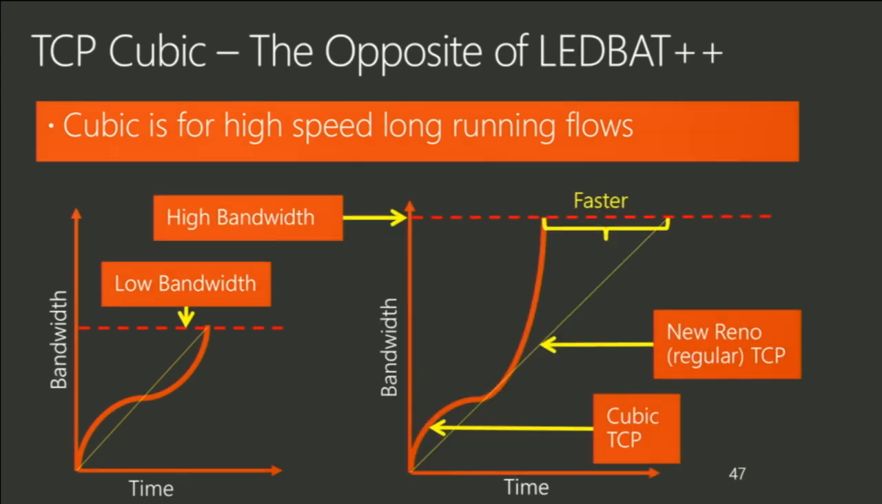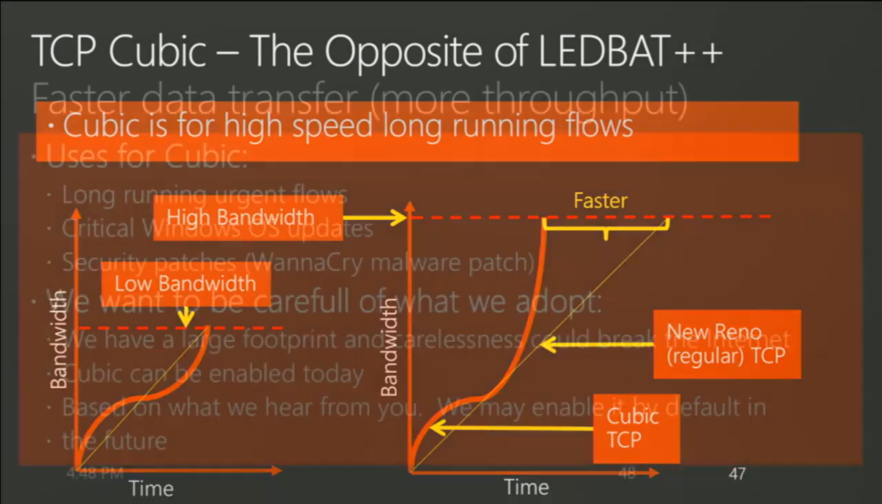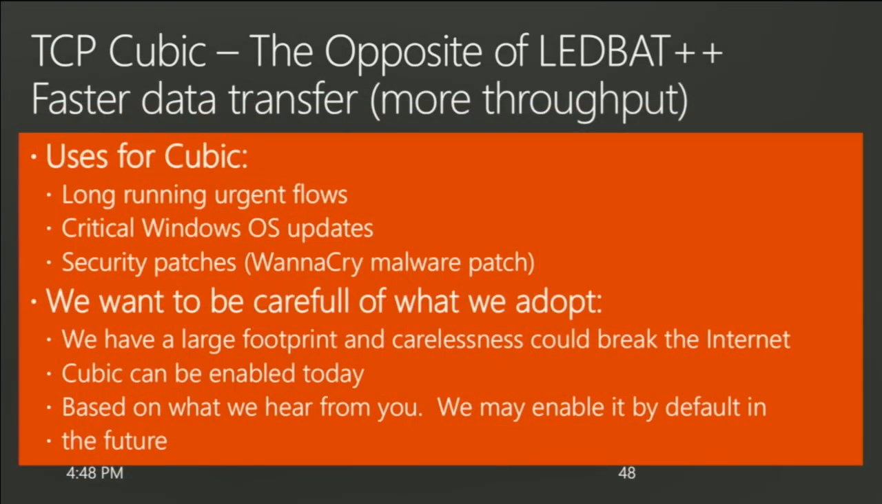Now let's take a look at a higher bandwidth situation. Okay, so look what cubic did. Oh my goodness. We see regular TCP is just kind of chugging along there, and cubic got to the higher bandwidth capacity much, much faster than poor little old New Reno. It got a lot more bandwidth. It's probably going to win this fight. So, uses for cubic: long-running urgent flows, critical Windows OS updates, security patches, that type of thing.